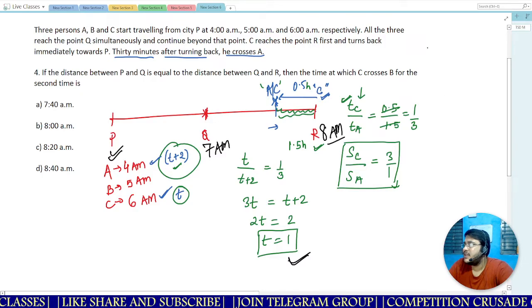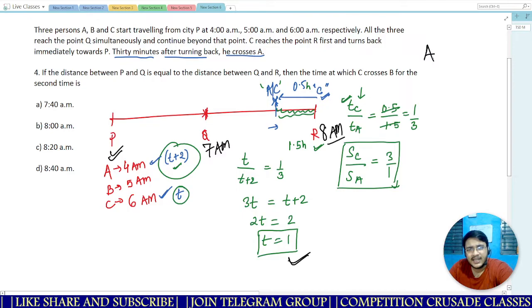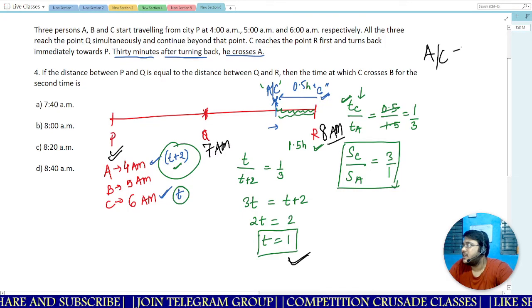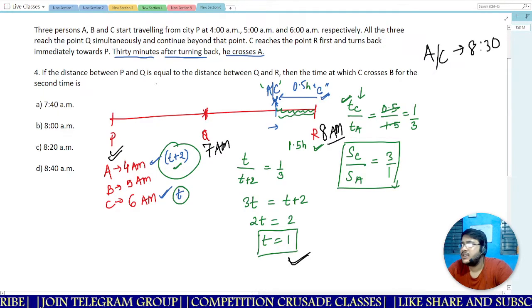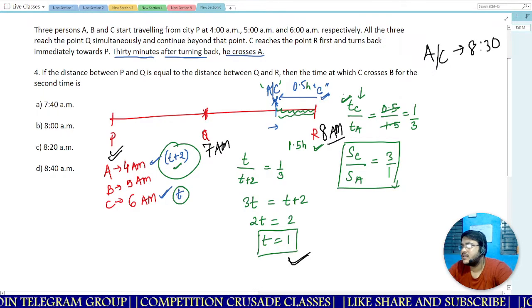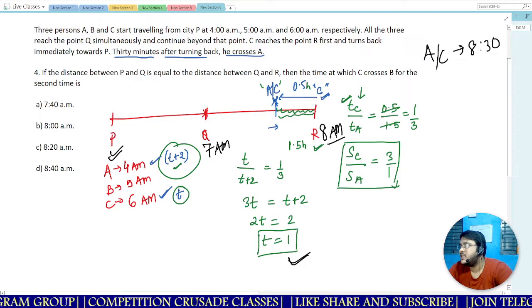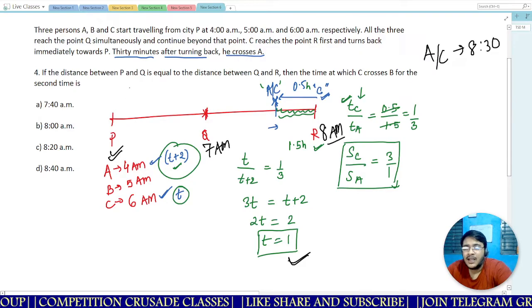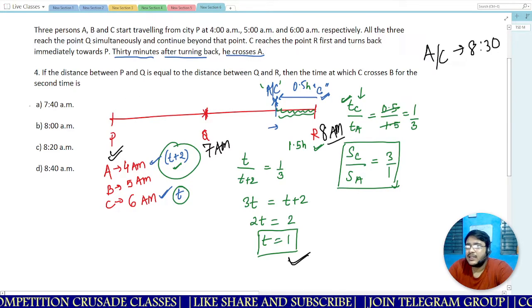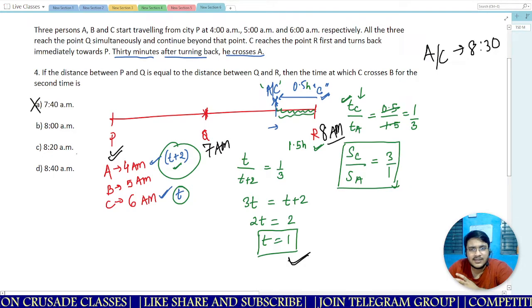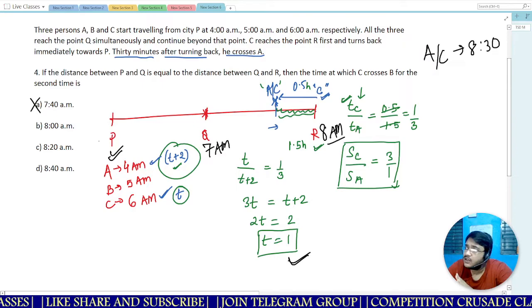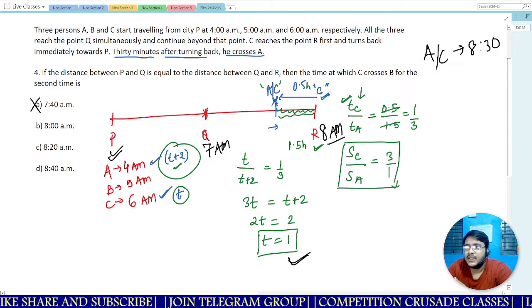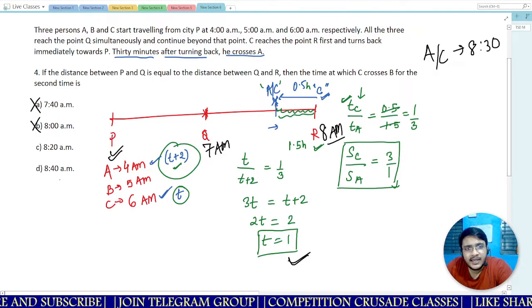So A and C, I have already discussed this thing in great detail, that A and C meet at 8:30. Now the question is that if the distance between this and this is fine, then at which time C crosses B for the second time? Understand, it cannot be 7:40, because 8:30 is the time in which A and C are meeting. Similarly, it cannot be 8 a.m.